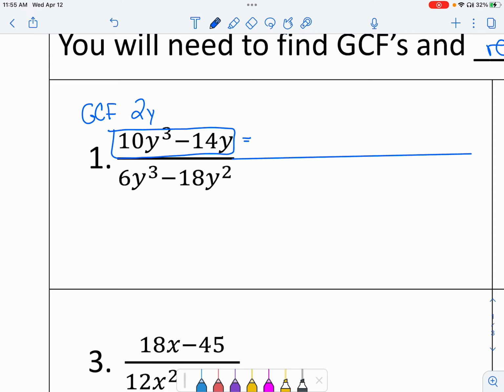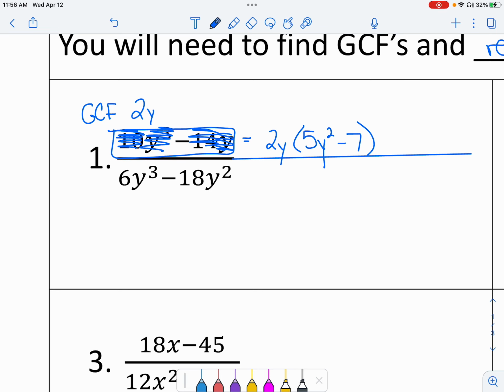Watch how I'm going to factor this. I'm going to write 2y here, and then I'm going to write what we have left over. If I divide this by 2, I get 5. If I take away a y, that's y squared. That's how you do GCFs. Minus, if I divide this by 2, I get 7. And if I take away a single y, I just have a 7.